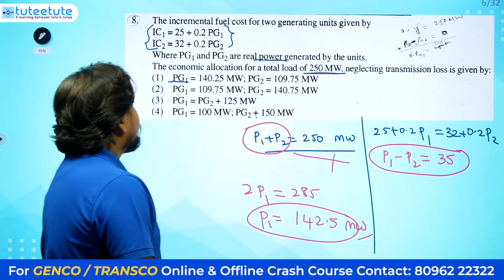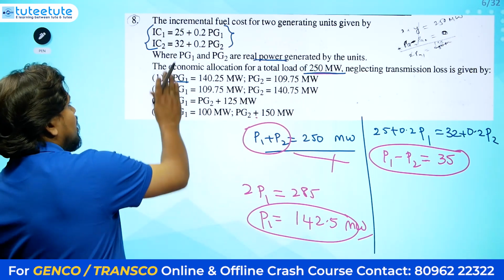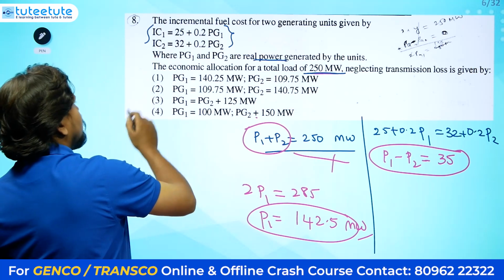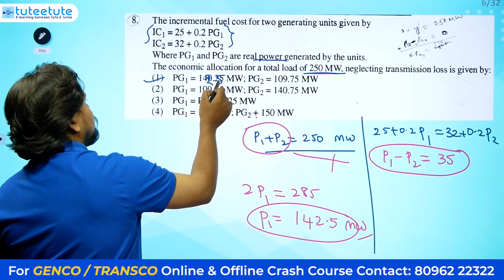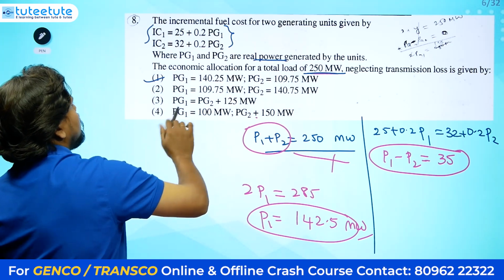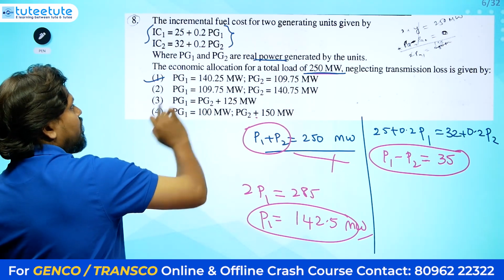So where is P1? They have not given that option here. Anyhow, 142.5 it has to be, so they have given the wrong options here. So 142.5 it has to be.